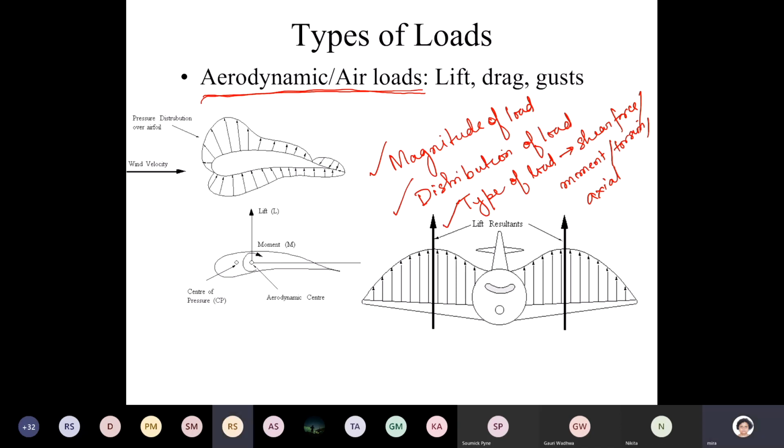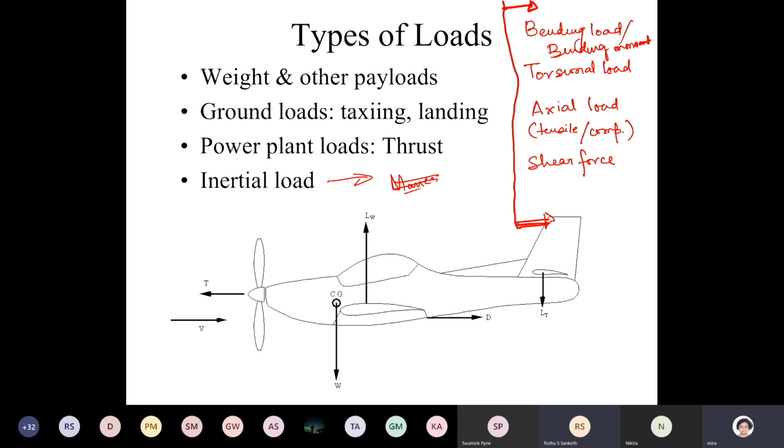What are ground loads? You've written taxiing and landing. So, when it lands, there is an impact reaction that comes from the ground. That's the reaction force of the ground, right? When the plane touches down with a high momentum, there would be an opposite impact load on the landing gear, right? That's what I'm talking about. Okay, okay.